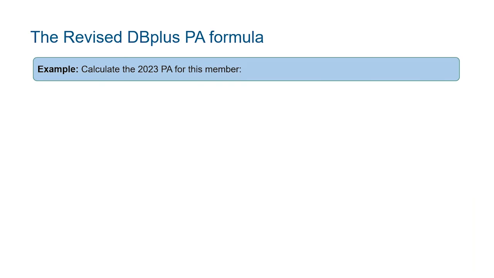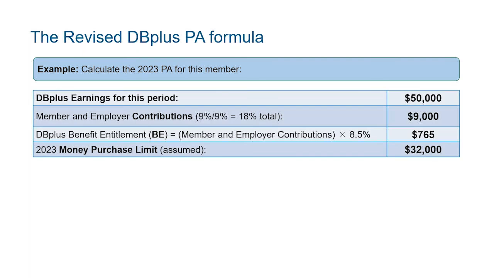Let's go to a quick example. Let's calculate the 2023 PA for a member with the following data. They have DB Plus earnings of $50,000 and total contributions of $9,000, and therefore a benefit entitlement of $765. We assume the 2023 money purchase limit of $32,000.